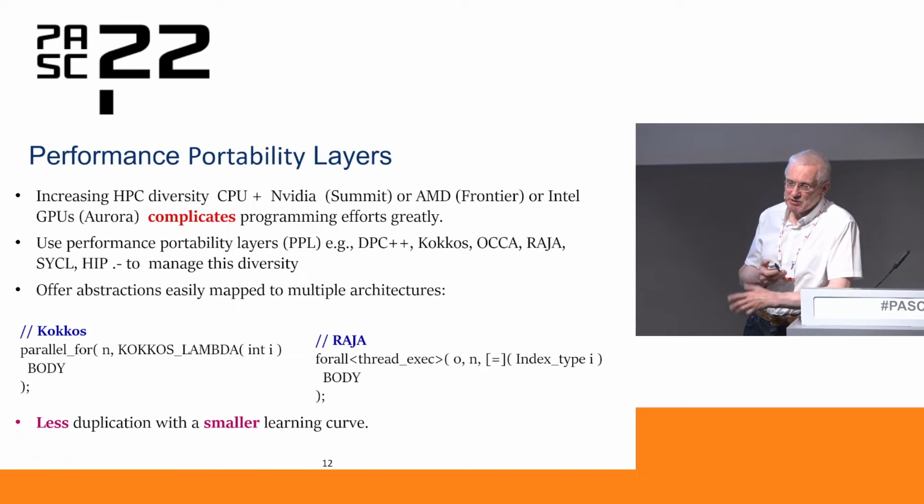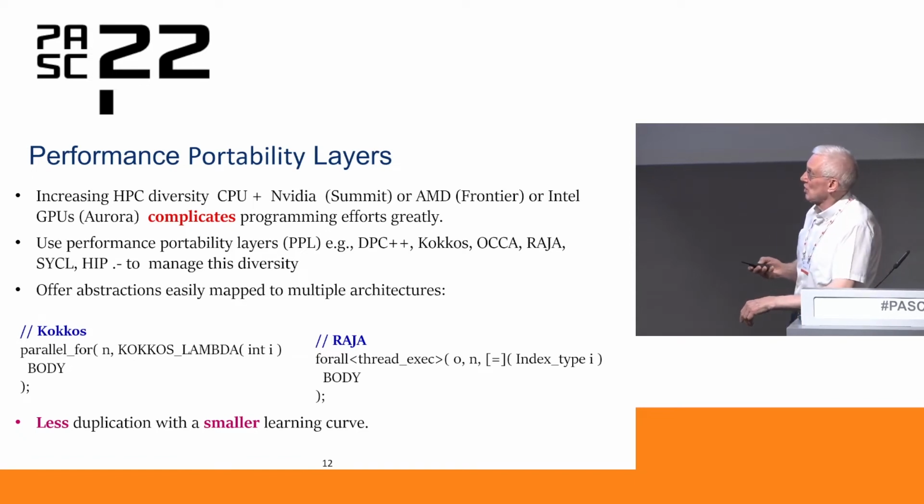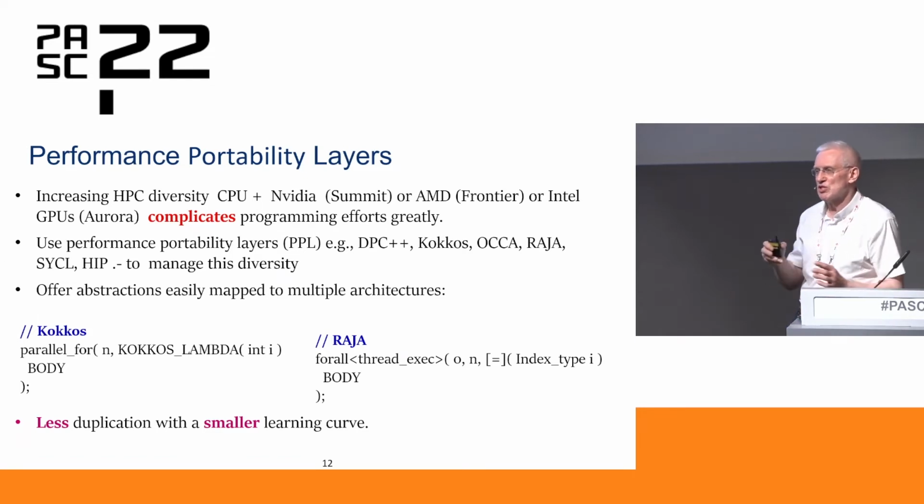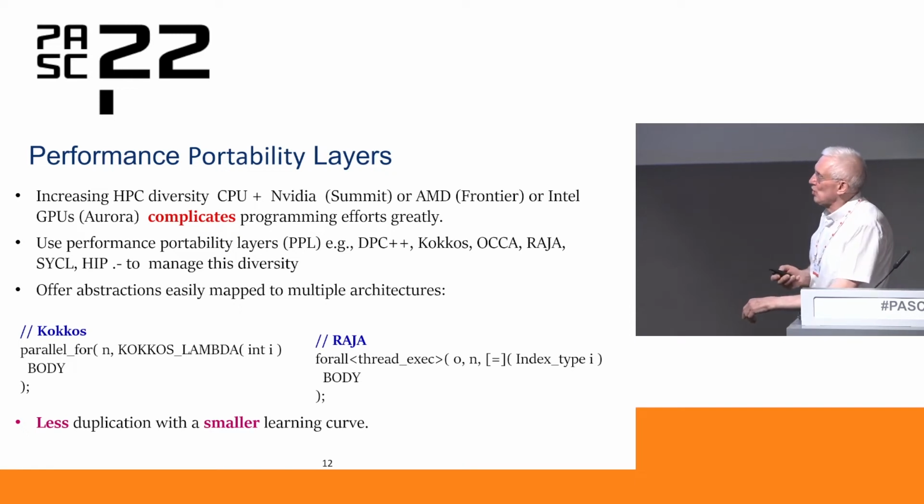The idea really is that we have simple loops like the Kokkos and RAJA loops shown here, in that we have a simple parallel for, and they're very similar in some ways, and I think that those two efforts have been gradually brought closer together by the Department of Energy. The overall goal is to have less duplication with a smaller learning curve by writing simple loops once that can be mapped onto the different architectures.